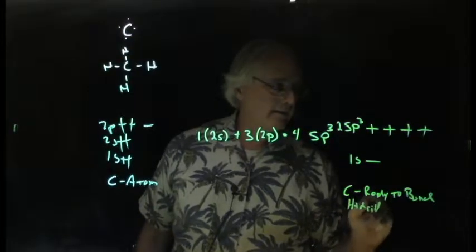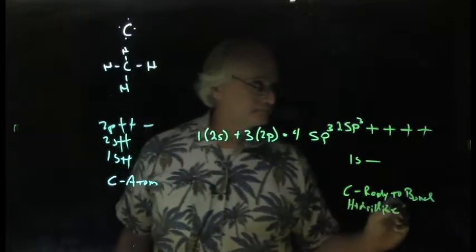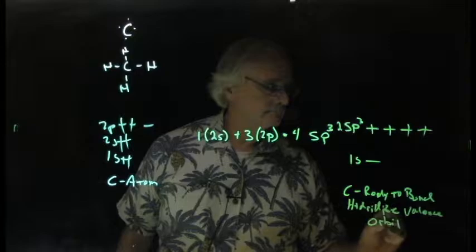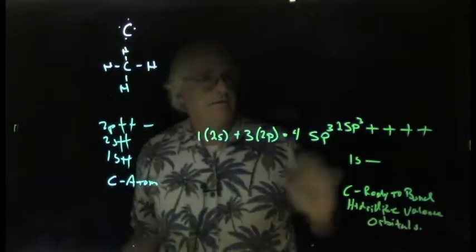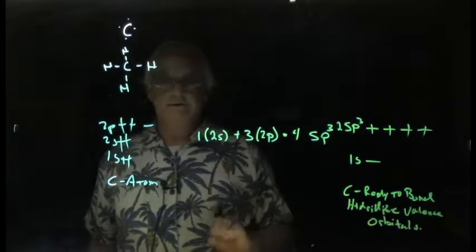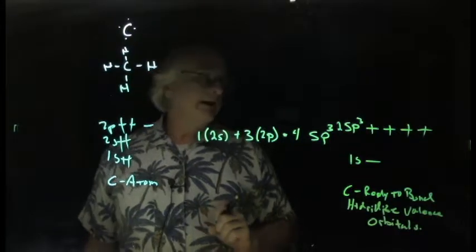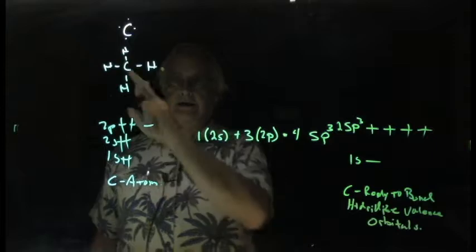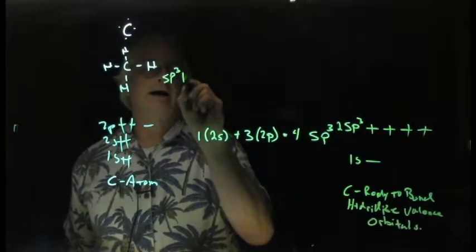Hybridize their valence orbitals, okay? The 1s orbitals, they're core electrons. Who cares about them? They're not on the outside of the atom, but it's the second principal energy level here for carbon. That's the one where the hybridization occurs. And so this is what leads you to say the carbon in a molecule like this is sp3 hybridized.